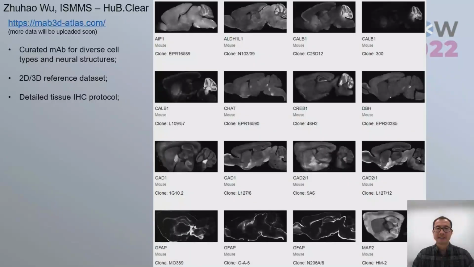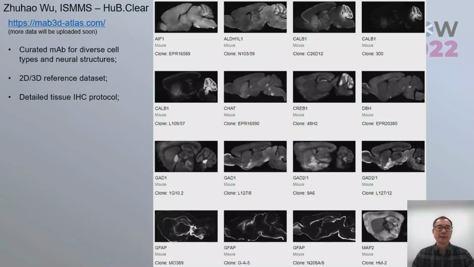Here are some of the data you'll be able to find from our web portal currently, covering early screening results of monoclonal antibodies on mouse brain samples. As we are ramping up our project, we hope to upload more data covering both mouse and human soon. Eventually, from our web portal, you'll be able to find curated monoclonal antibodies for diverse cell types and neuronal structures with 2D or 3D reference datasets.